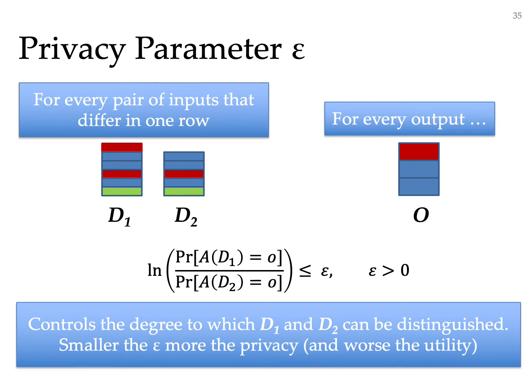And what does epsilon stand for? The epsilon here is the privacy parameter. It controls the degree to which the neighboring databases can be distinguished. A smaller epsilon means the advantage to distinguish between neighboring databases is relatively low, which implies better privacy. And usually better privacy means worse utility, and this will be discussed in a later section.